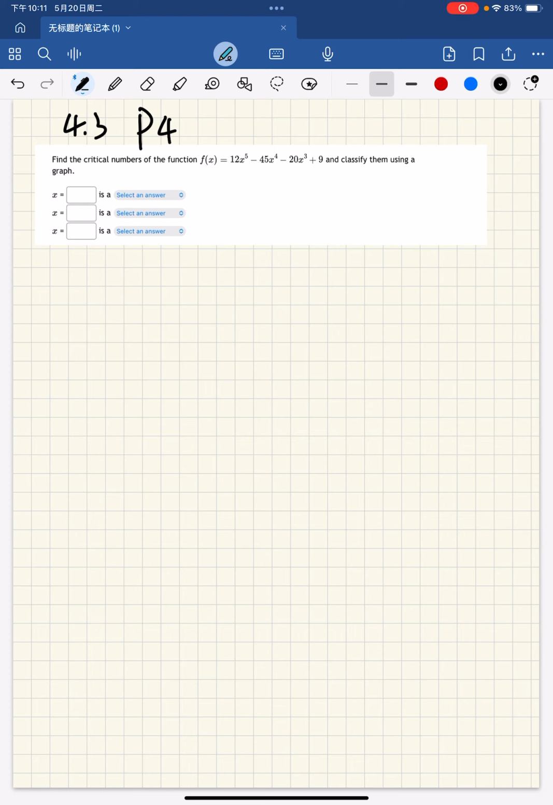4.3, problem 4. Find the critical numbers of the function as shown and classify them using a graph. To find the critical point, first of all, we need to find the first derivative of this equation. So it will be f'(x) equals this.